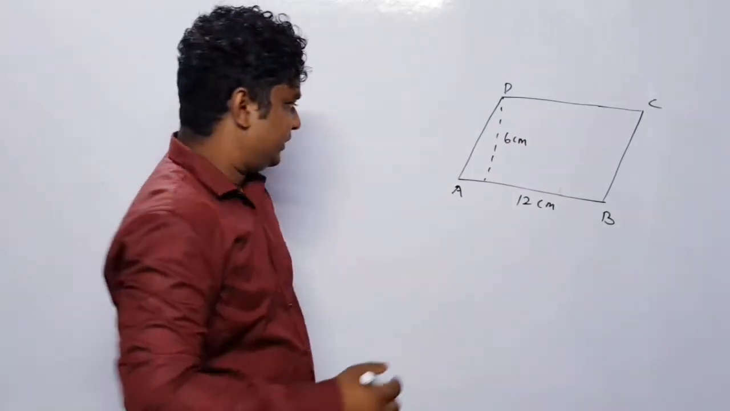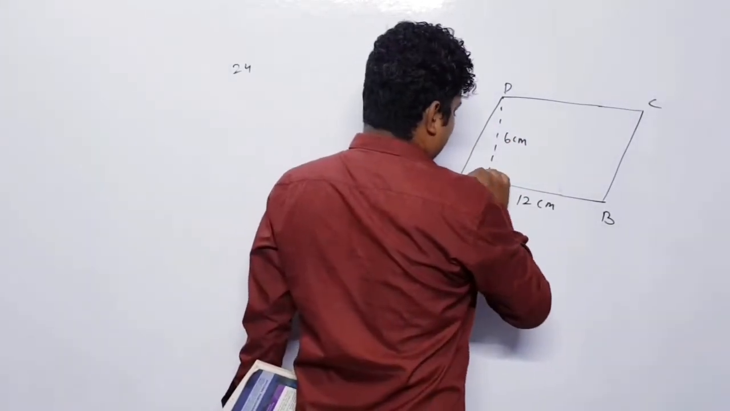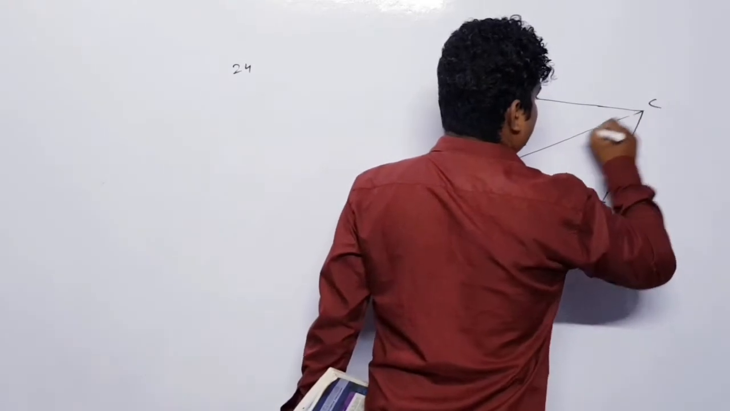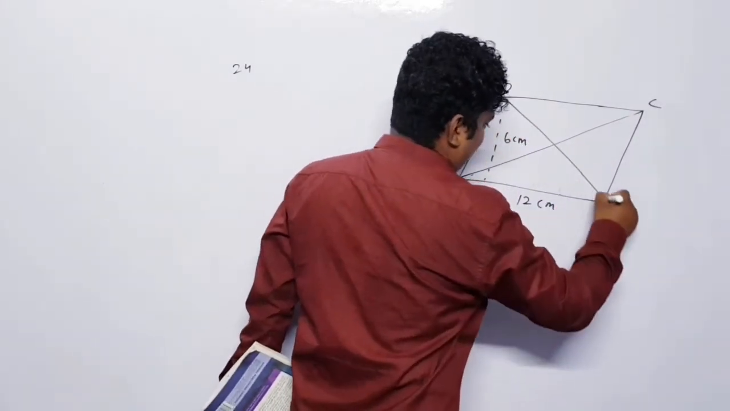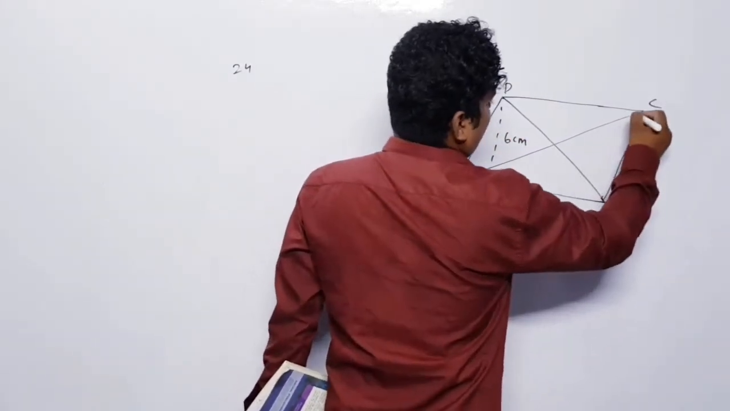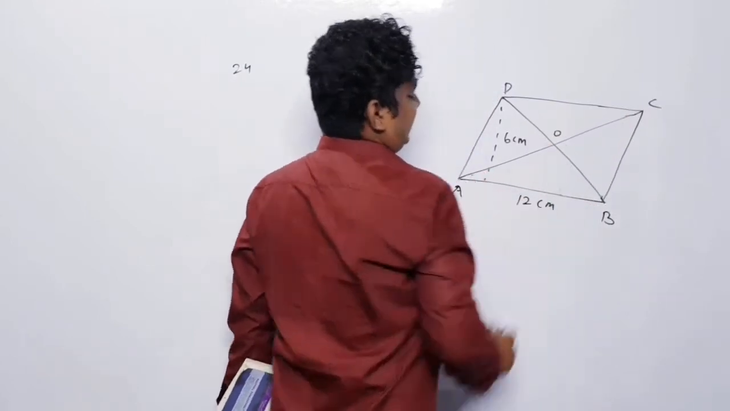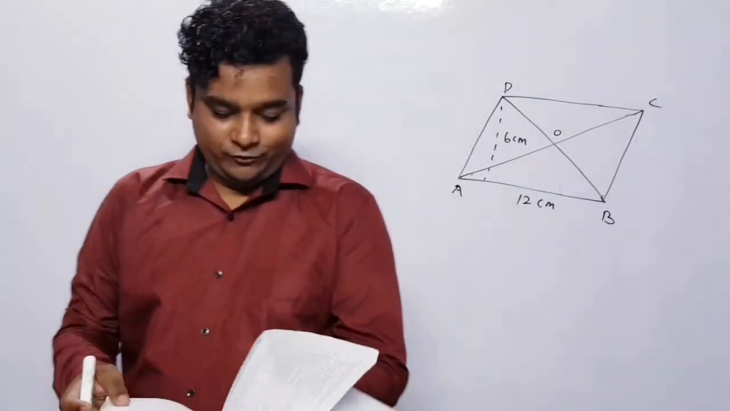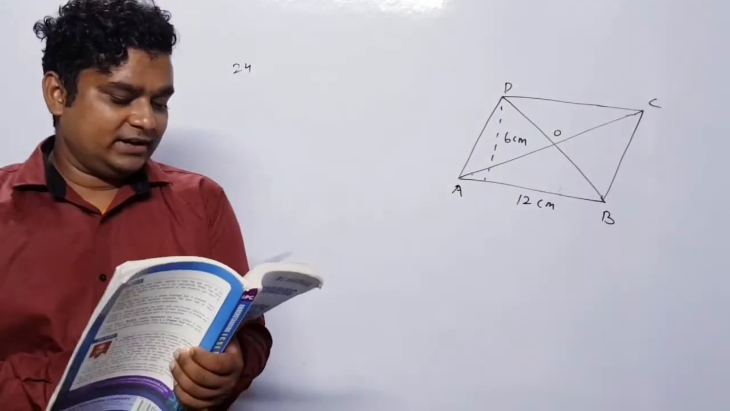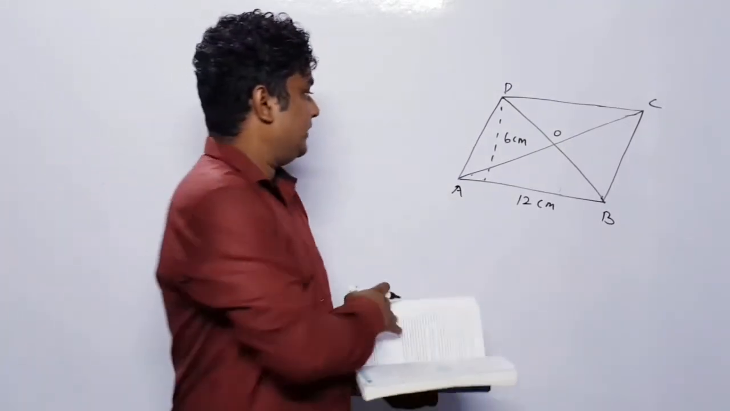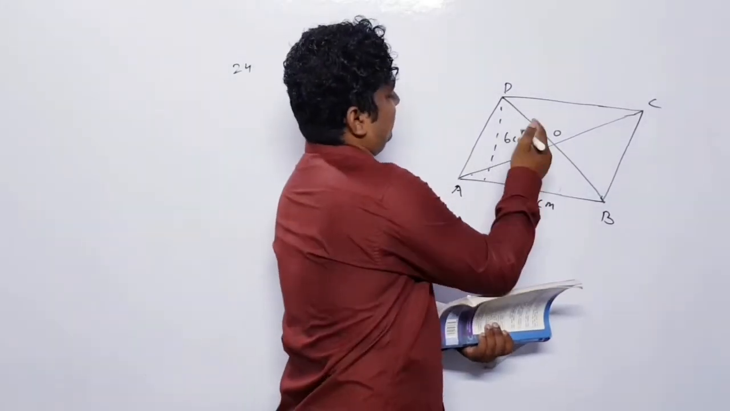And a few things are the diagonals. So this is the diagonal and one more diagonal, this is the diagonal. Both the diagonals are intersecting at O. And what we have to find? We have to find the area of triangle AOD. We need to find the area of this particular triangle AOD.